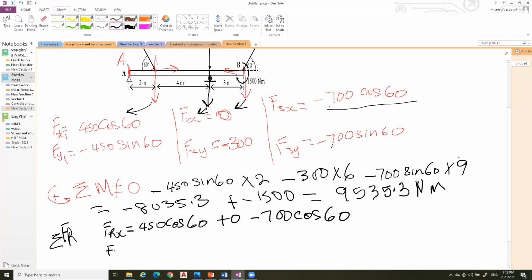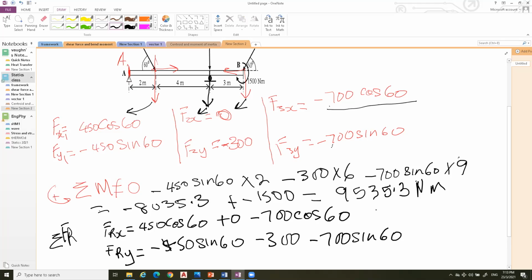And then for FRY, the first is minus 450 sine 60, minus 300, minus 7 sine 60. Please give me those values, because I want to find the single resultant force. So please work them out and give me some time.